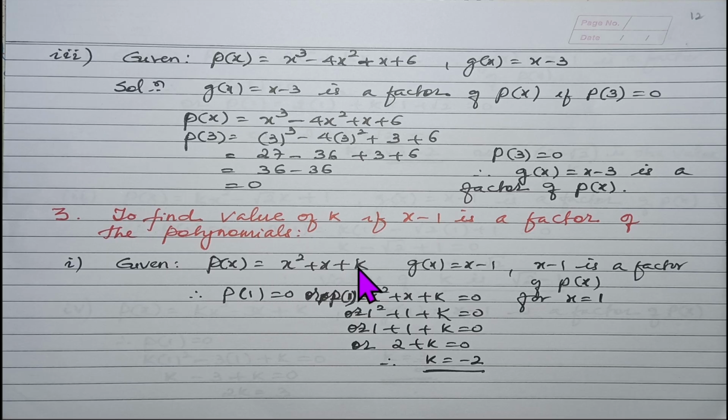Therefore x square plus x plus k can be equated to 0 by putting the value of x as 1. So 1 square plus 1 plus k equals 0, or 1 plus 1 plus k equals 0, 2 plus k equals 0, and k is equal to minus 2.